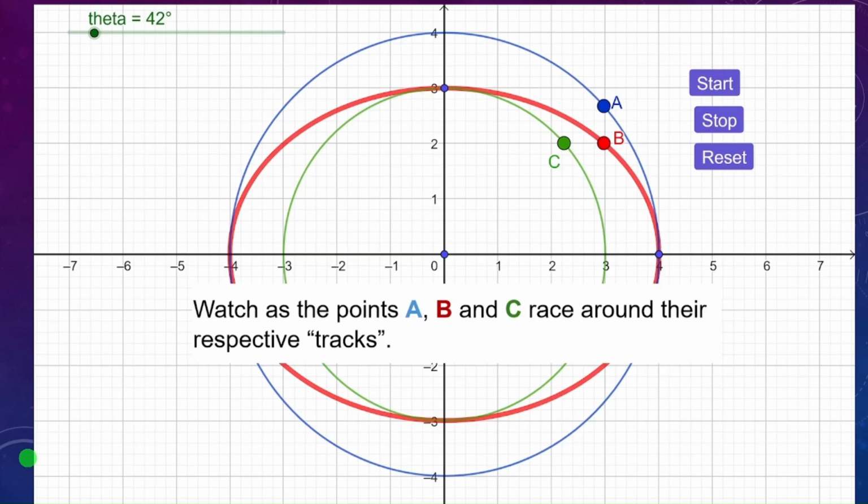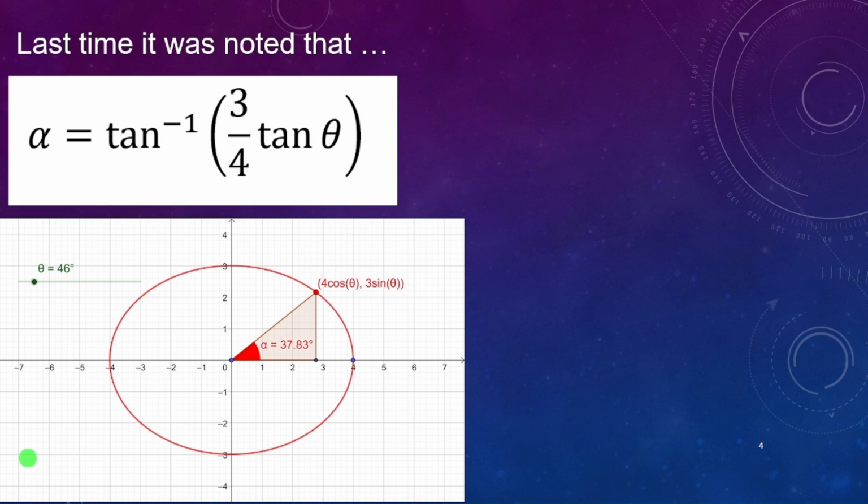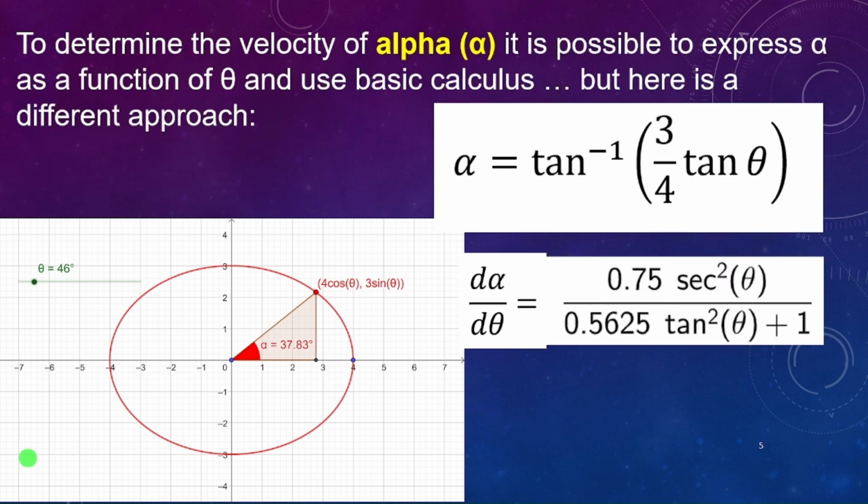We've been studying the points A, B, and C as they race around their respective tracks and enjoying some interesting mathematics in the meantime. We've been using these three assumptions of 1 minute per lap, theta increases at a uniform rate, and the units of the graph are in centimeters. Last time we noted that alpha is equal to the arctangent of 3 over 4 times tangent of theta, whereby alpha is the angle swept out by the point going around the ellipse.